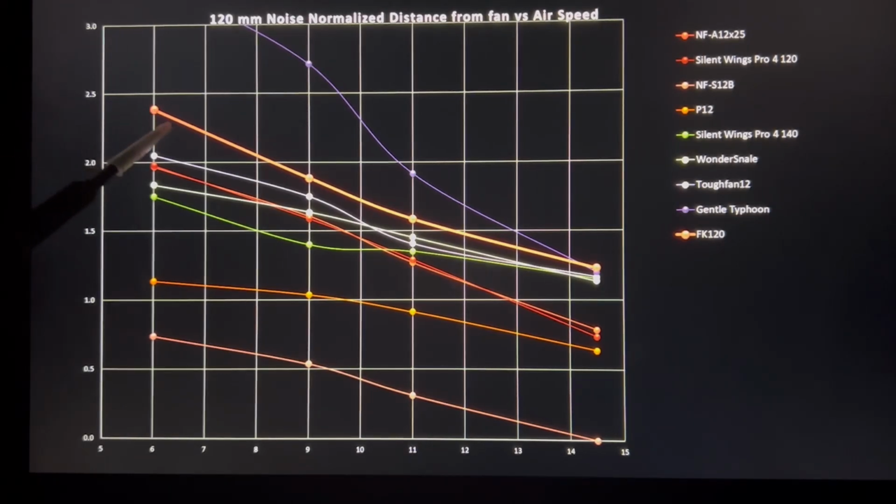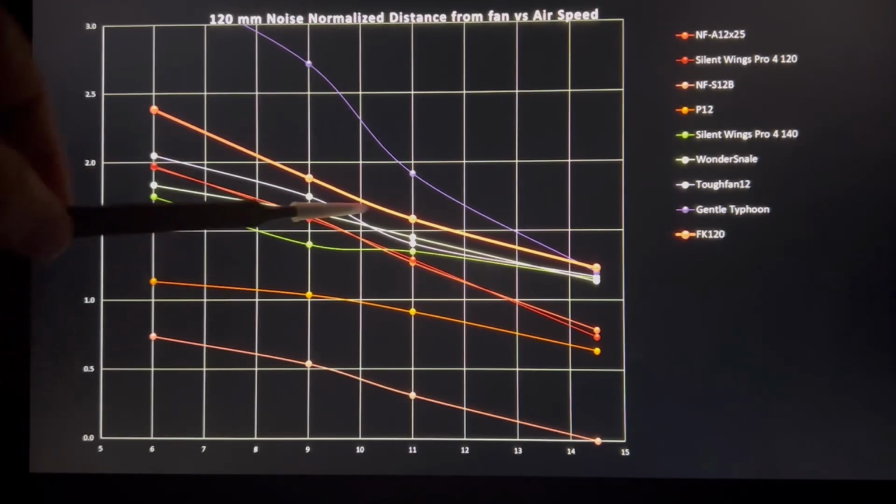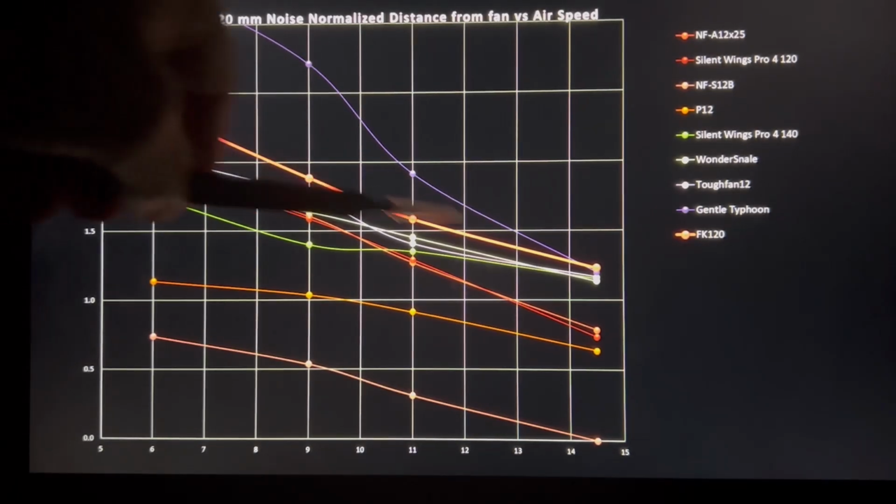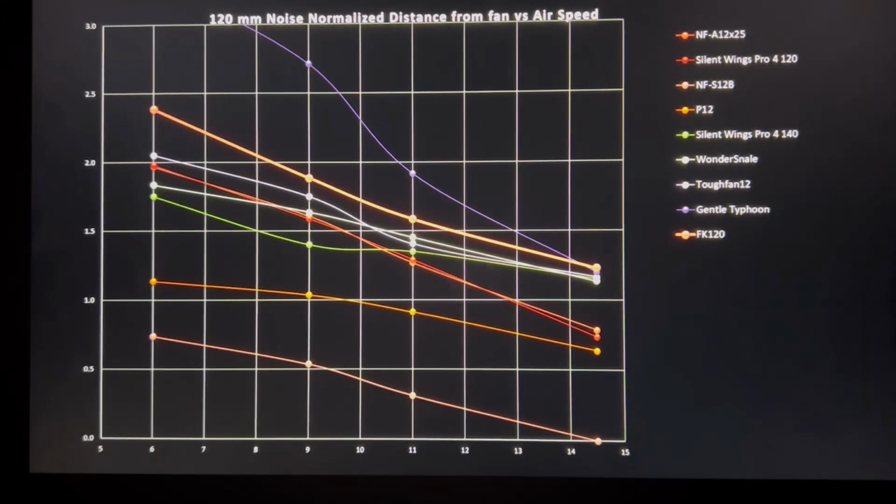So this pink line right here that's a little bit bolder than the others is the FK120, and you can see that it's towards the top of the graphs. Now, the very best I ever tested so far was the Gentle Typhoon with the current noise testing methodology. This is noise normalized again. So the FK120 is definitely a very good pick. It's beating out things like the Tough Fan 12, the A12X25, the Silence 4 Pro 120, and the Wonder Snail, which I found to be particularly good.